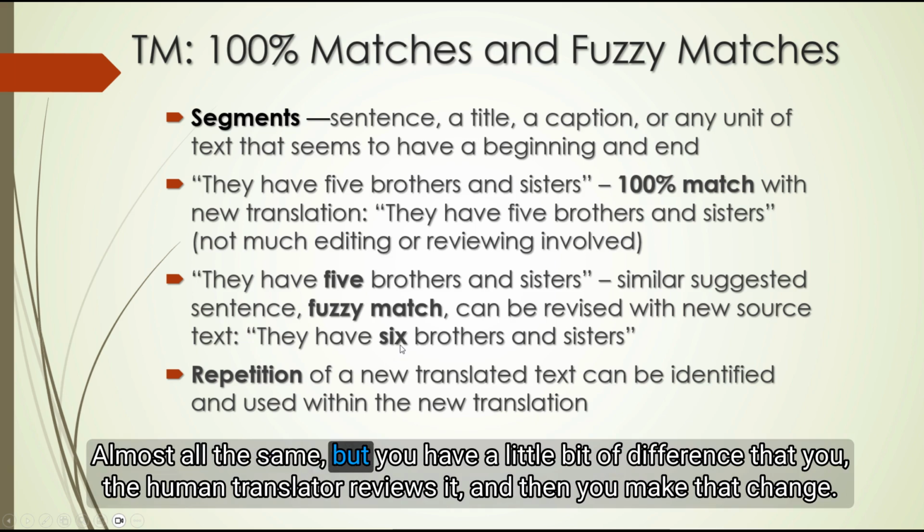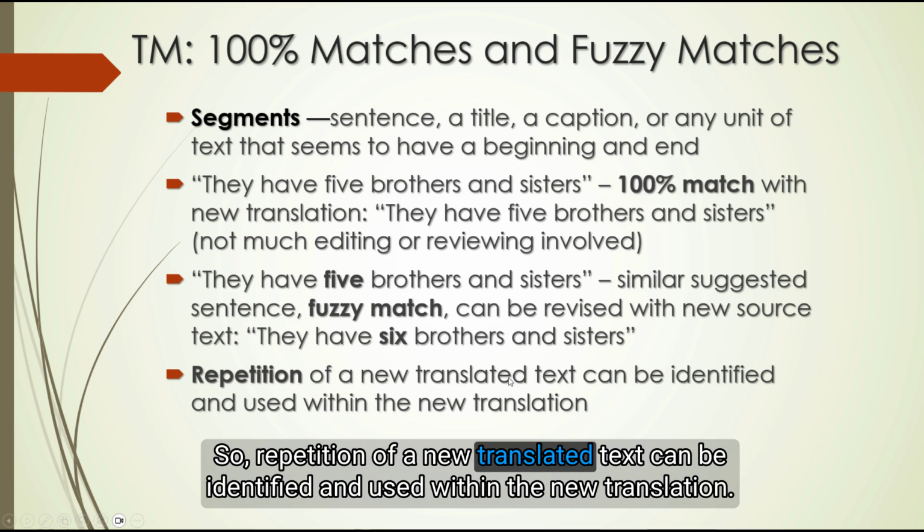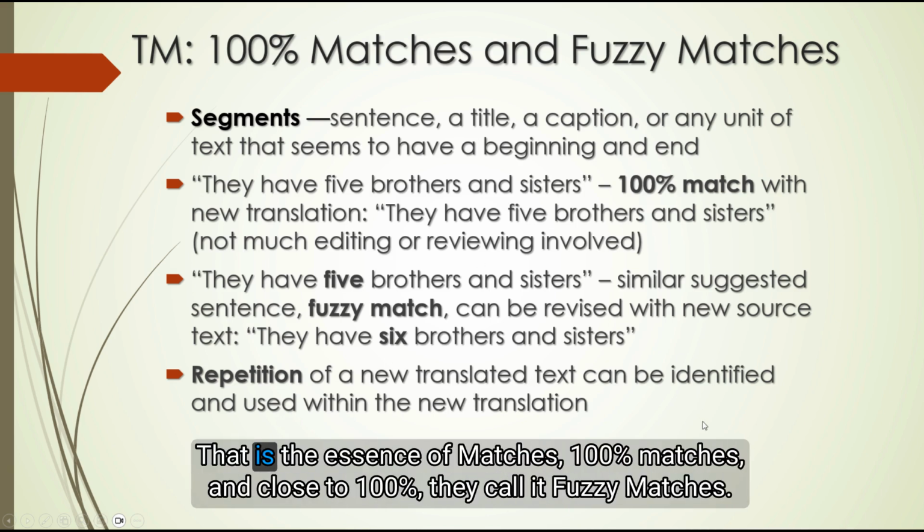Almost all the same, but you have a little bit of difference that the human translator reviews, and then you make that change. So repetition of a new translated text can be identified and used within the new translation. That is the essence of matches, 100% matches, and close to 100%, they call it fuzzy matches.